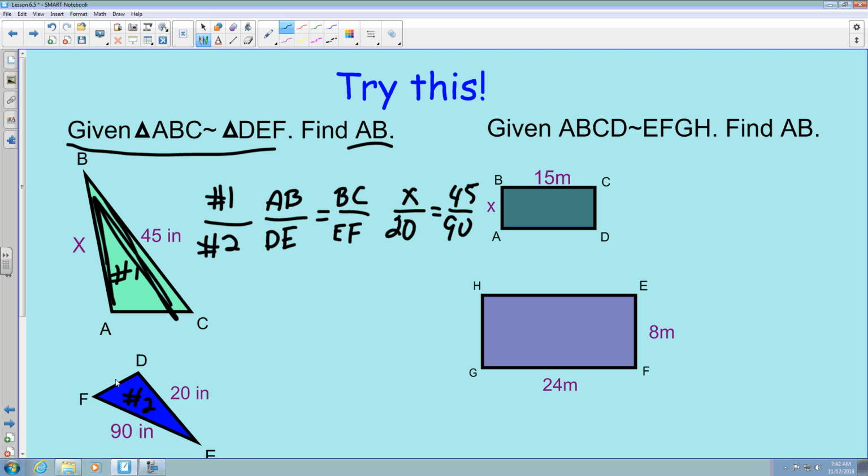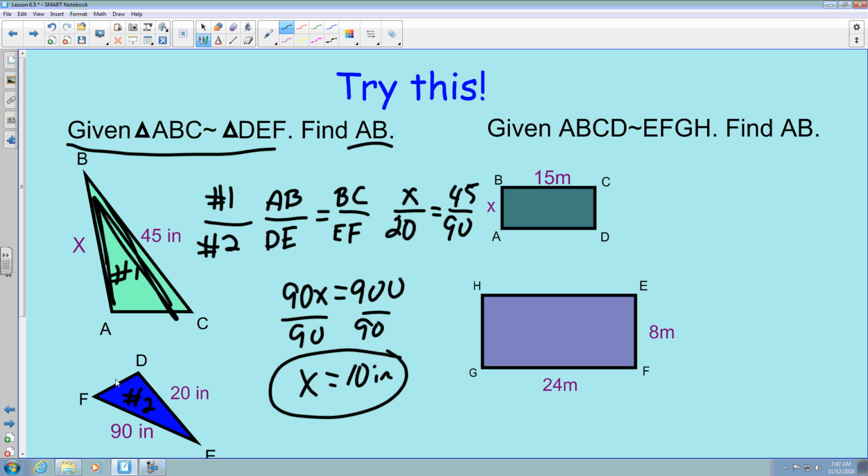Okay, so now we do the cross products. 90 times x is 90x, and 20 times 45 is 900. From here, we divide everything by 90, which means x is going to equal 10, and it was labeled as inches. Okay.